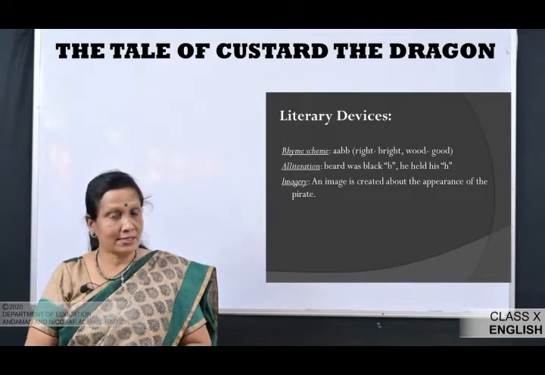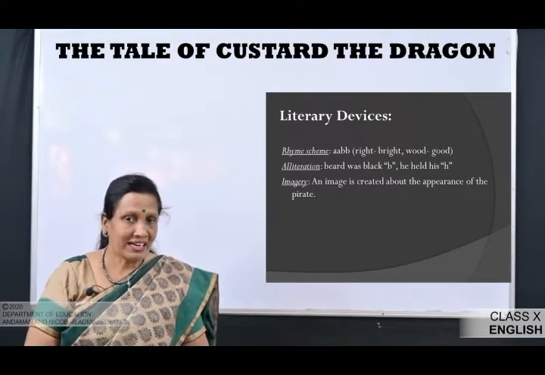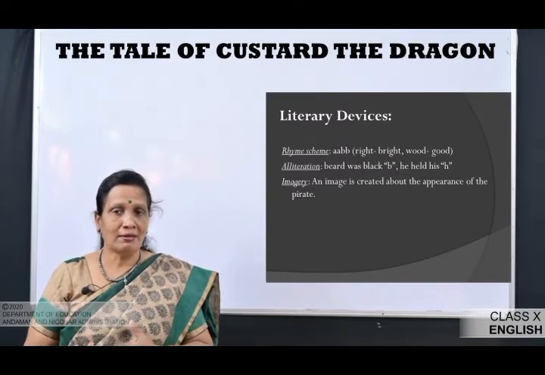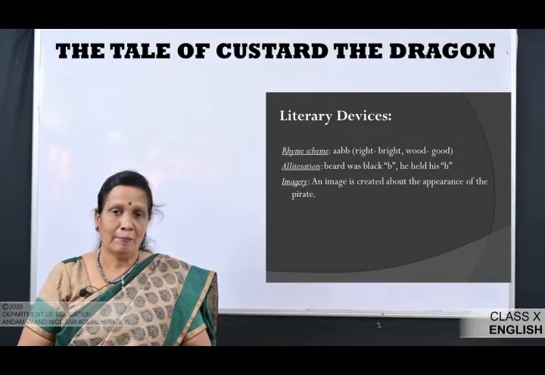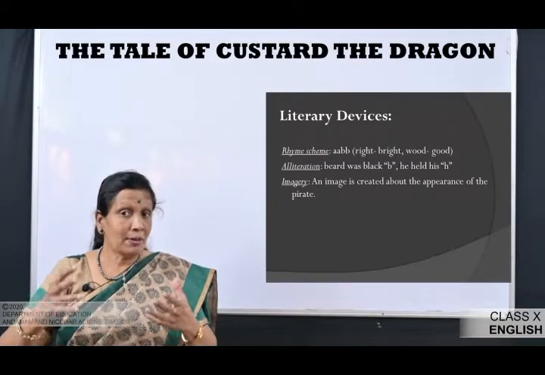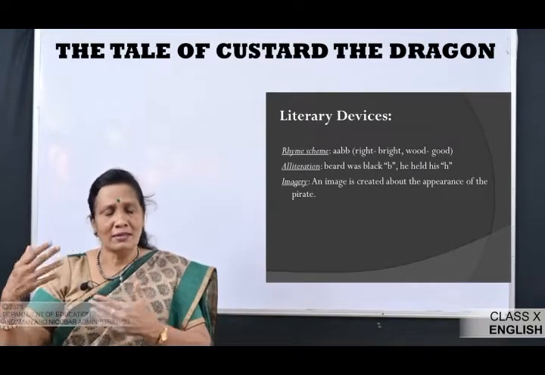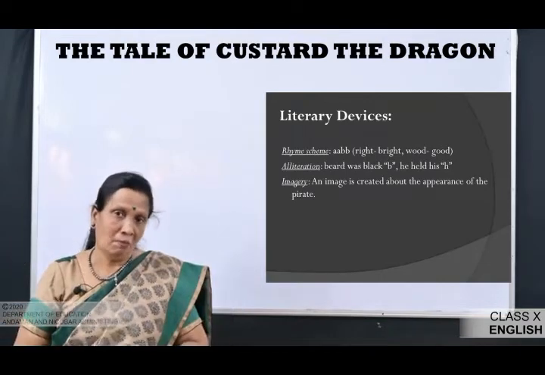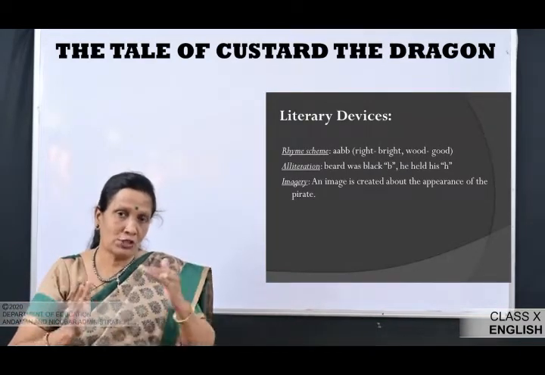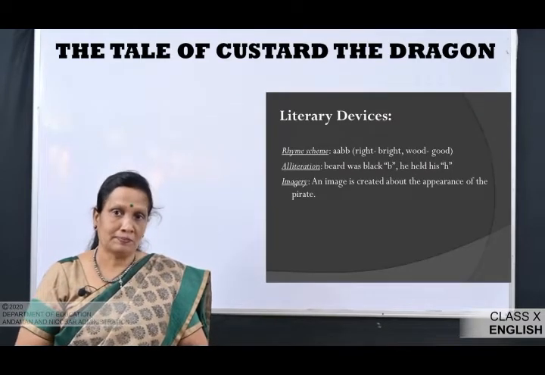Rhyme scheme again is AABB: bright, wood and good. Alliteration: beard was black, he held his. The sound of b and h. Imagery: an image is created about the appearance of the pirate. The way the poet has described the pirate, we can imagine a pirate in our mind. The words that the poet has used to describe a pirate, the rhyming words.